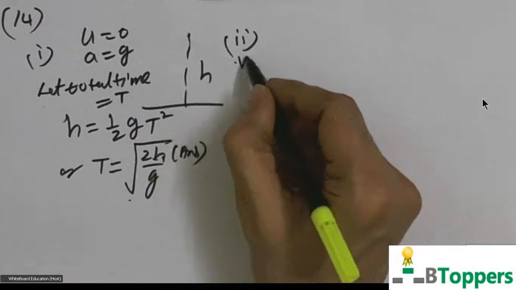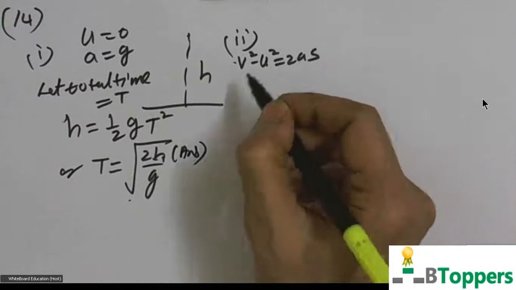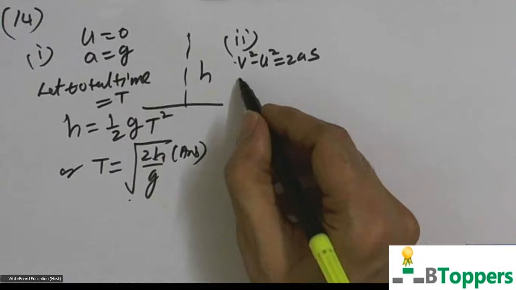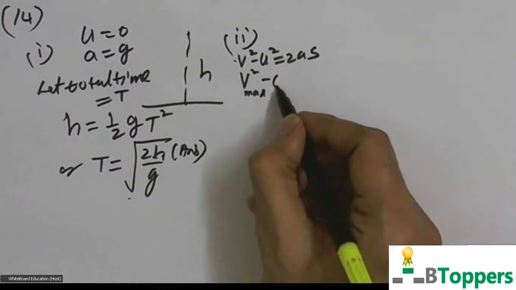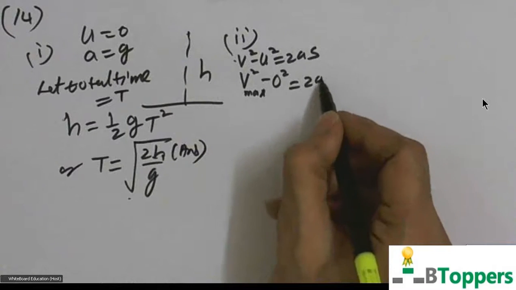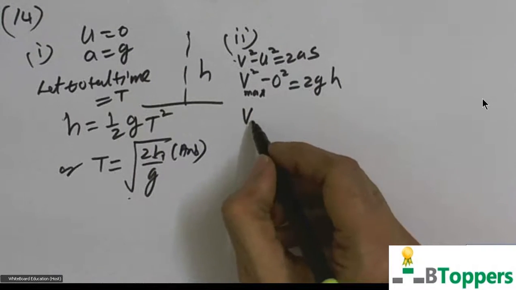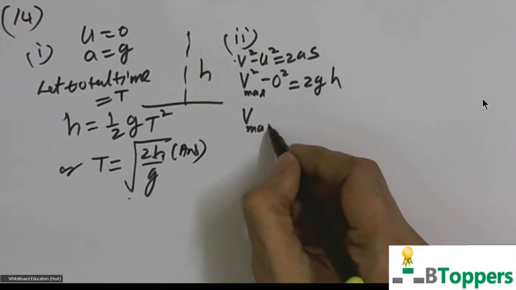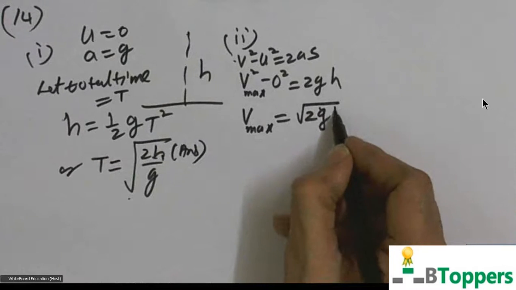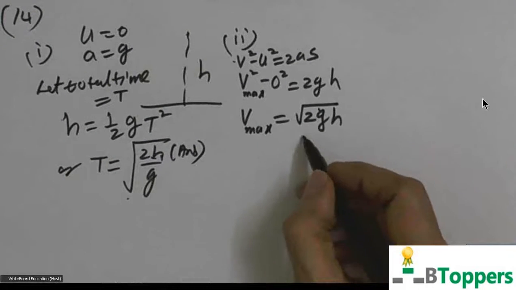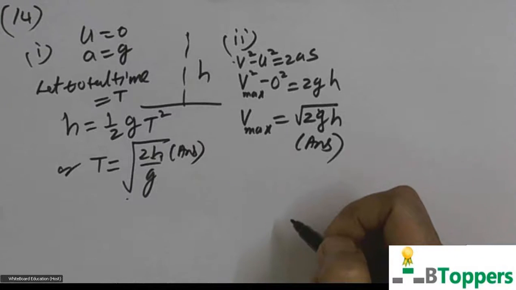And if you use the equation v square minus u square equal to 2as for motion under gravity, complete motion, the speed of the body will be maximum just before it strikes the ground. a equal to g and s equal to h. So the magnitude of the velocity just before it strikes the ground, or the magnitude of the maximum velocity during the free fall, is root 2gh. That is the answer for the second question.